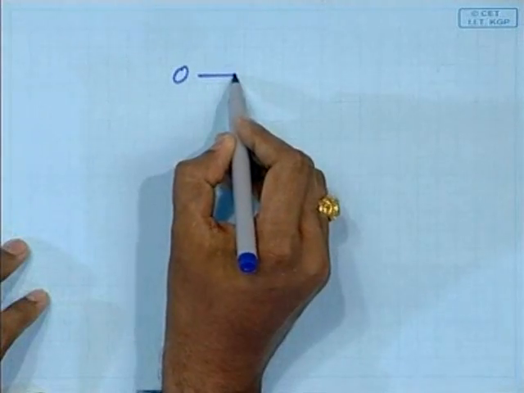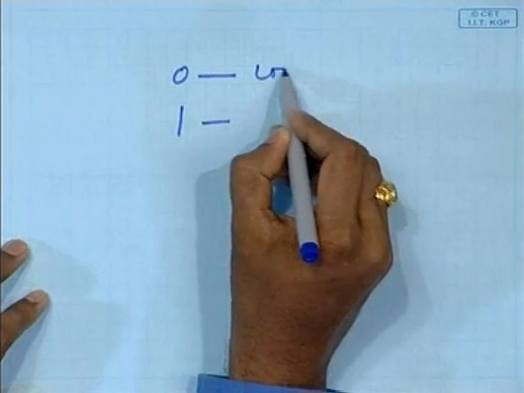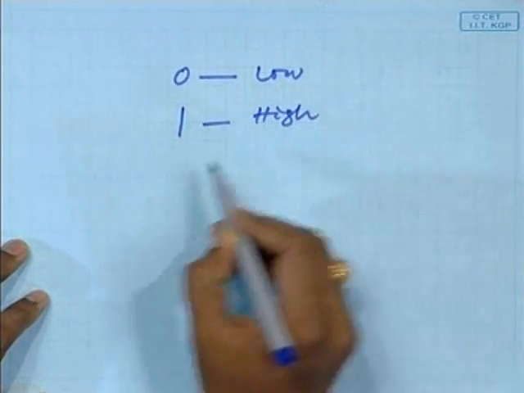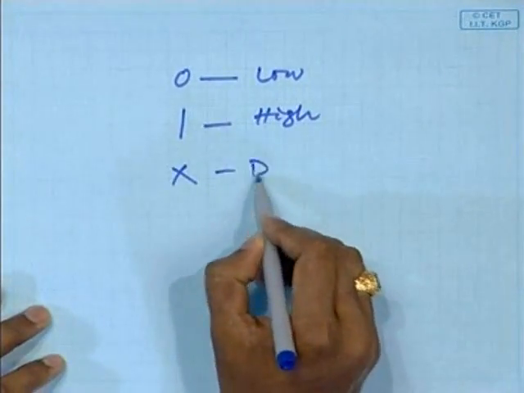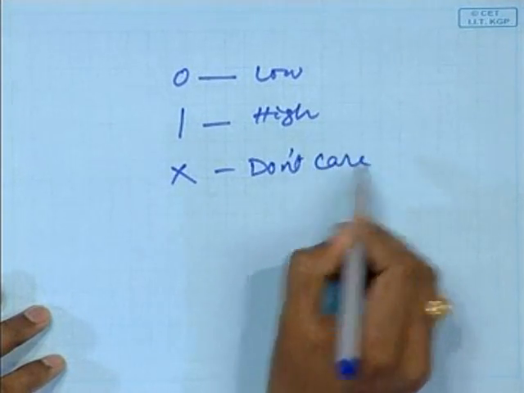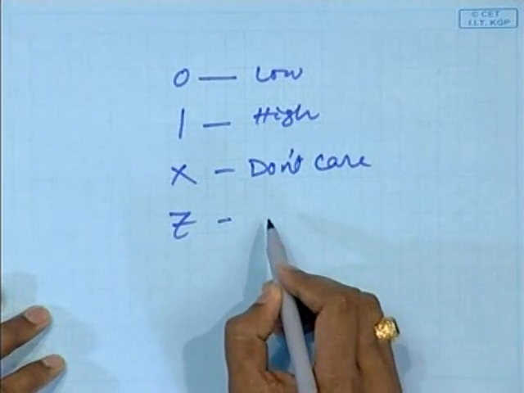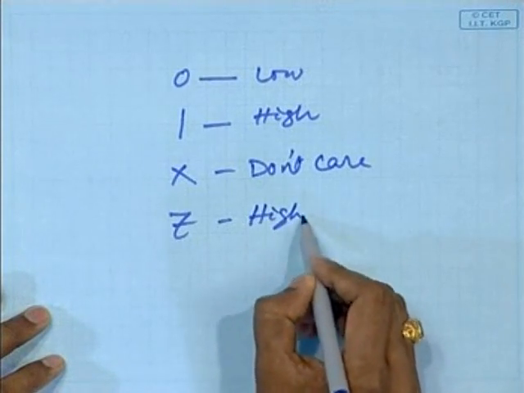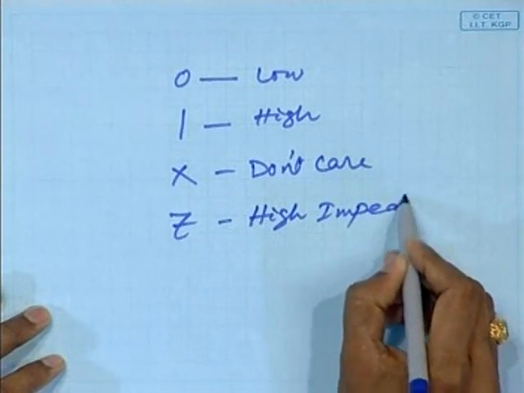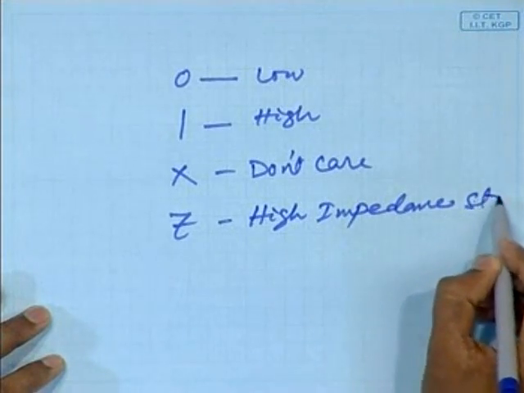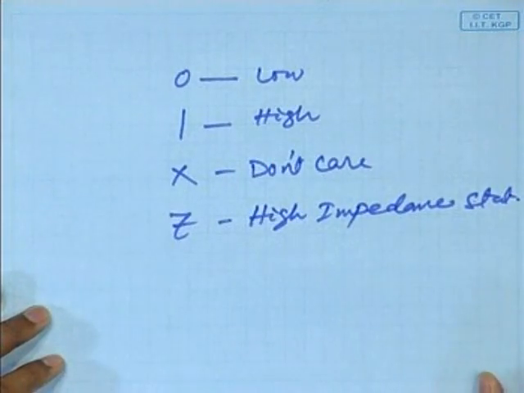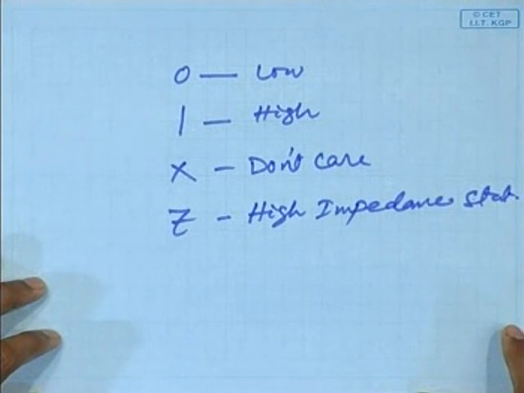Because we are talking about digital design, we have four logic values: 0 for low, 1 for high, x usually for don't care, and Z for the high impedance state. These four logic values we use in the Verilog HDL.